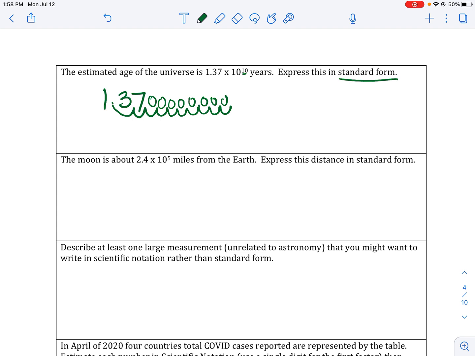So this number is going to be a very large number. 13,700,000,000 is the number in standard form.